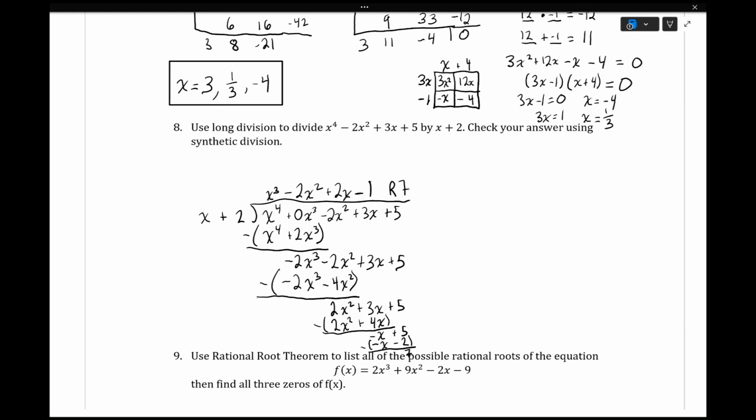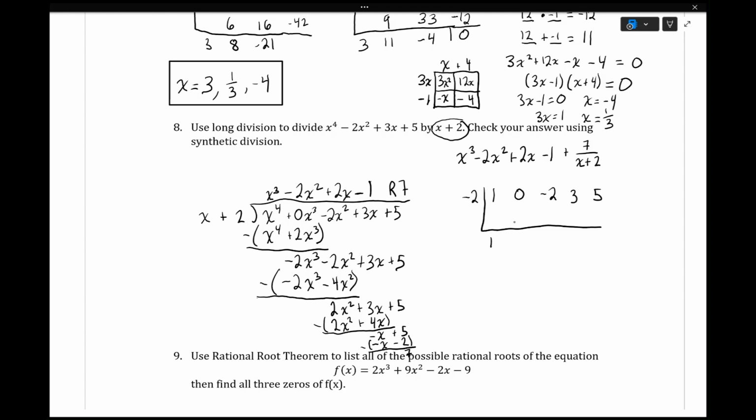So in other words, I can say that the answer is x cubed minus 2x squared plus 2x minus 1 plus 7 over x plus 2. We'll check that using synthetic. We can do synthetic since this is just x plus or minus something. So what's the 0 that goes with that? It's a negative 2. I'll write all my coefficients: 1x to the 4th, 0x cubed, negative 2x squared, 3x, and 5.